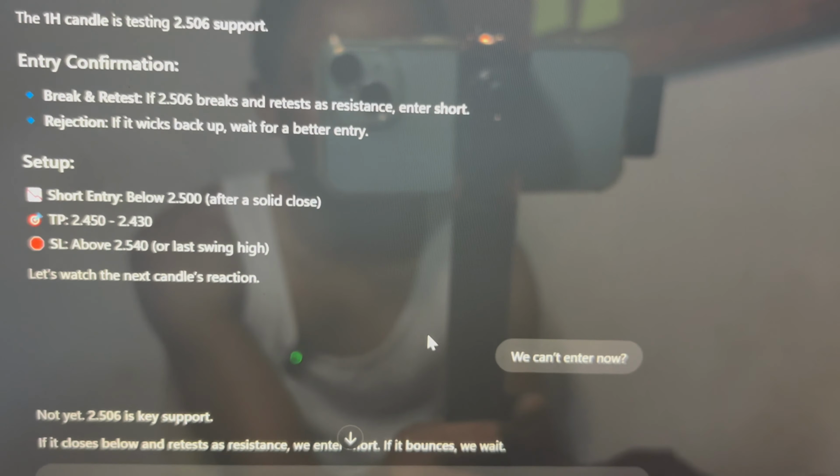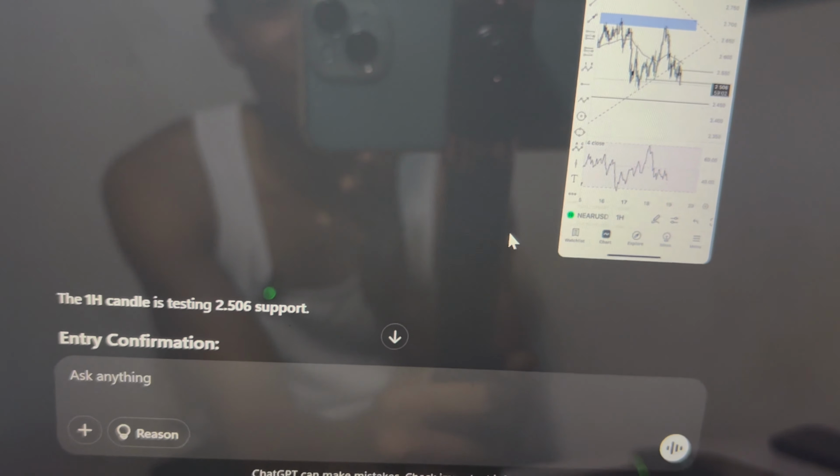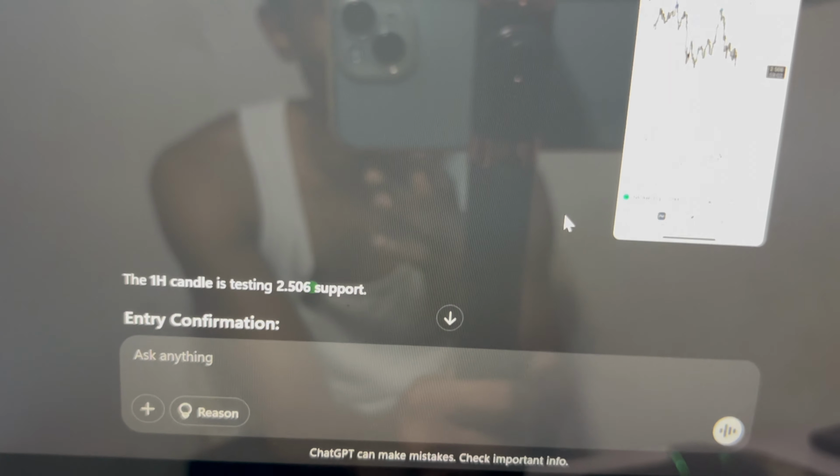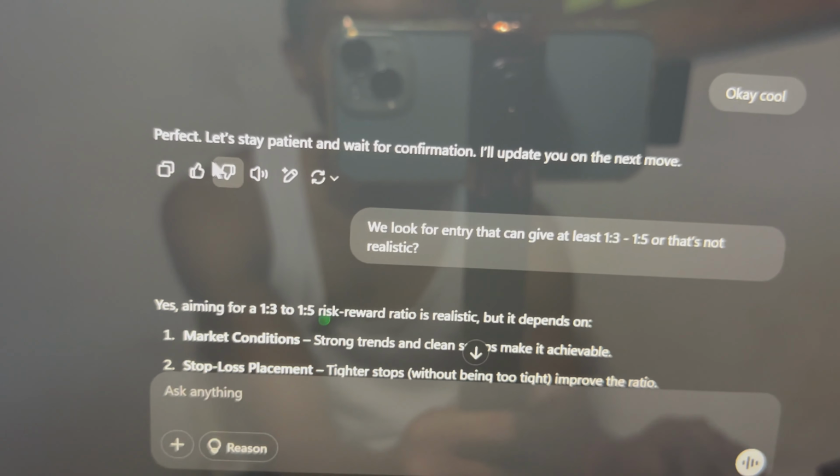I almost entered this trade because I had been waiting for so long. See, you see why it's a very great idea to start using ChatGPT with your trading analysis. So I said okay, cool, and it said perfect.